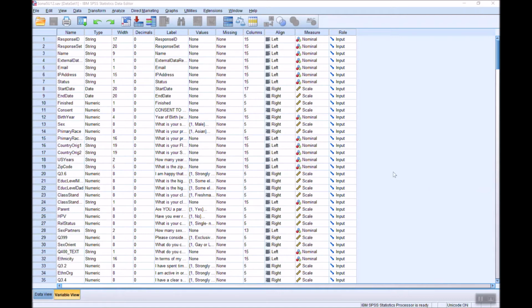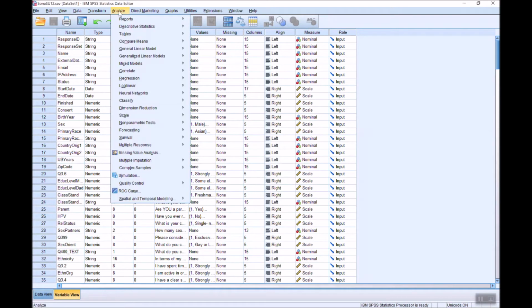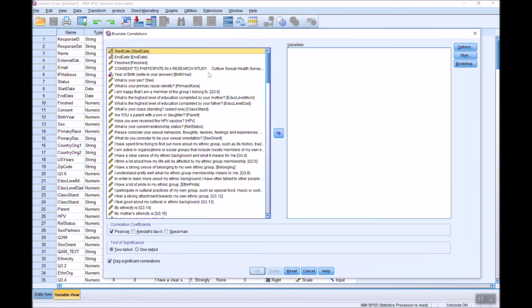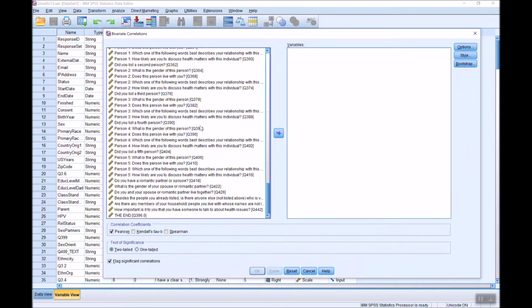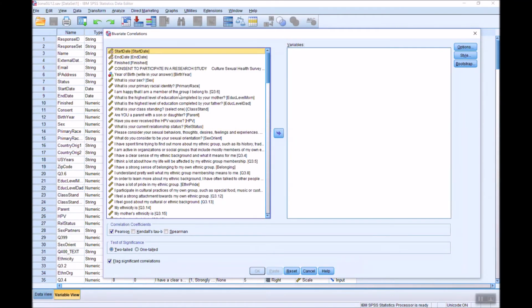So if I wanted to run this correlation, what I would do is go to the Analyze tab at the top toolbar here, then scroll down until I see Correlate, and click the first one, which is Bivariate. Here you see, again, all of the items or variables in the dataset, but I'm only interested in a few.